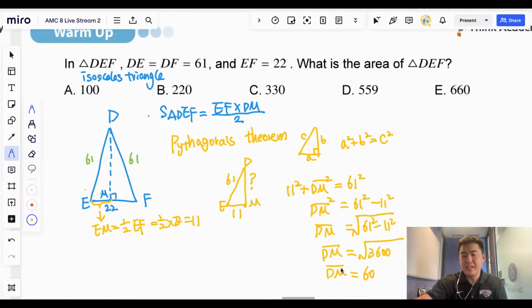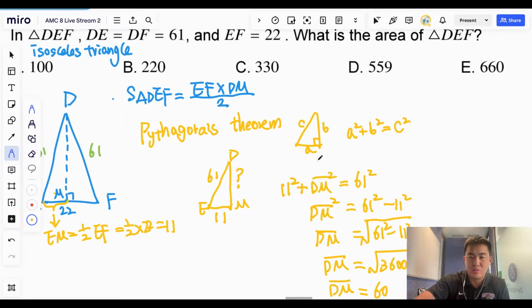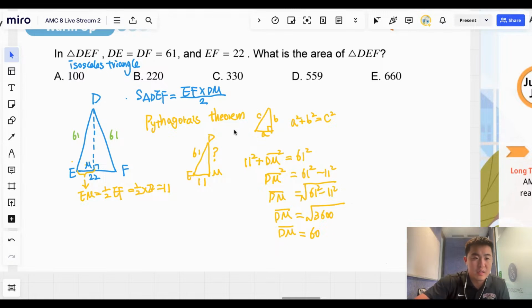Okay, good. But at this step, we are not done yet, because we are not asking what is the length of DM. We are going to solve for the area of triangle DEF. Now let me go back to my pen.